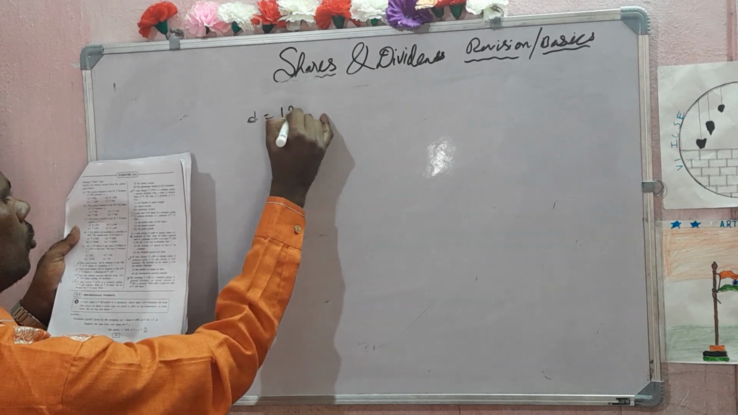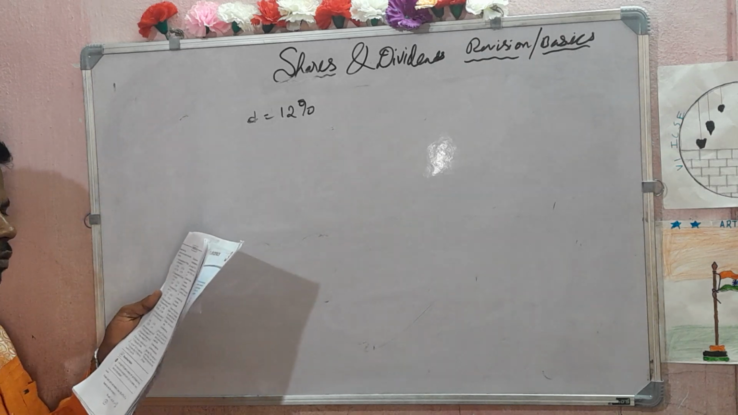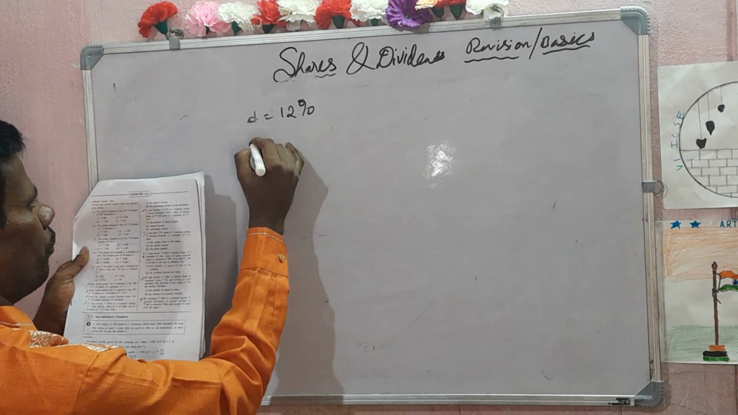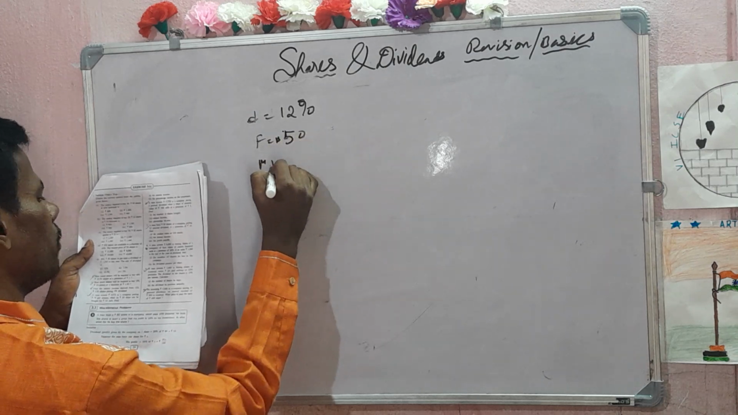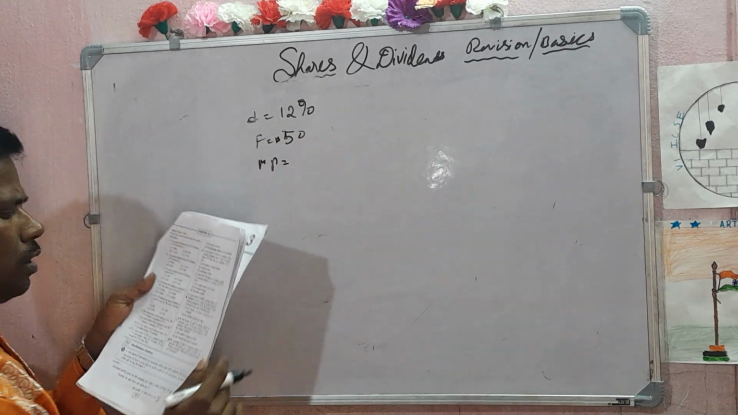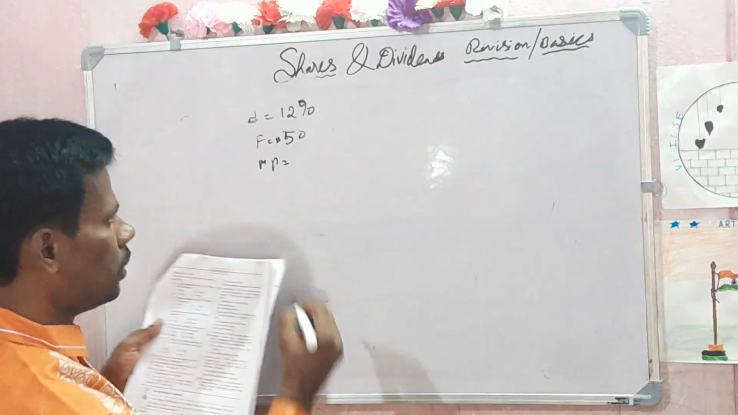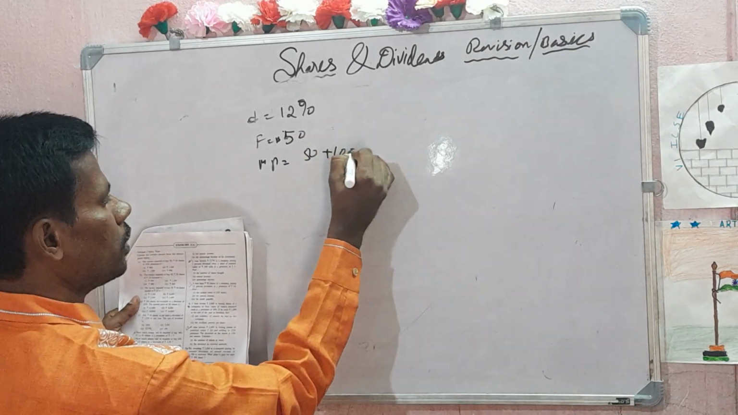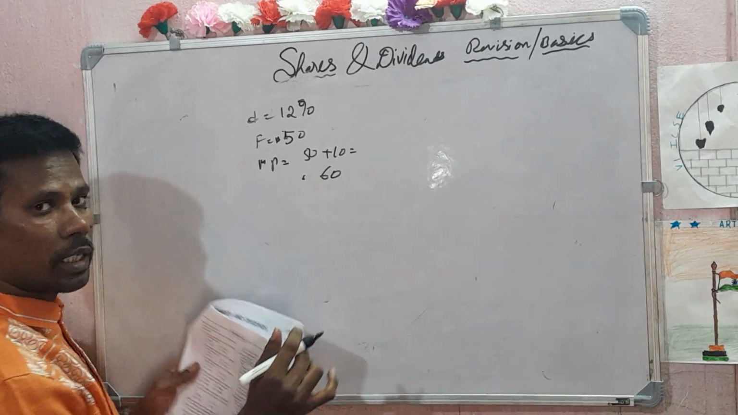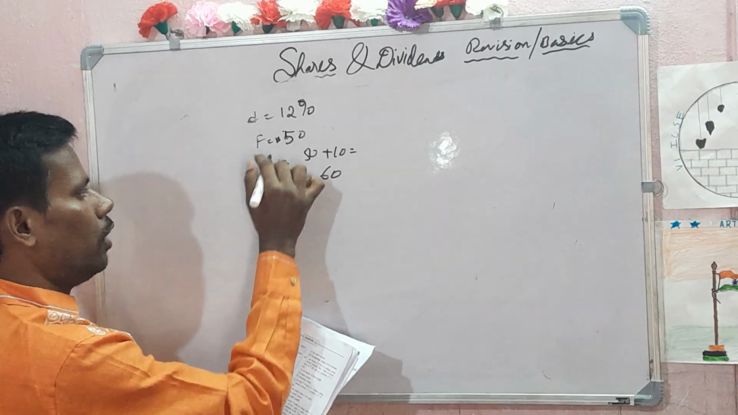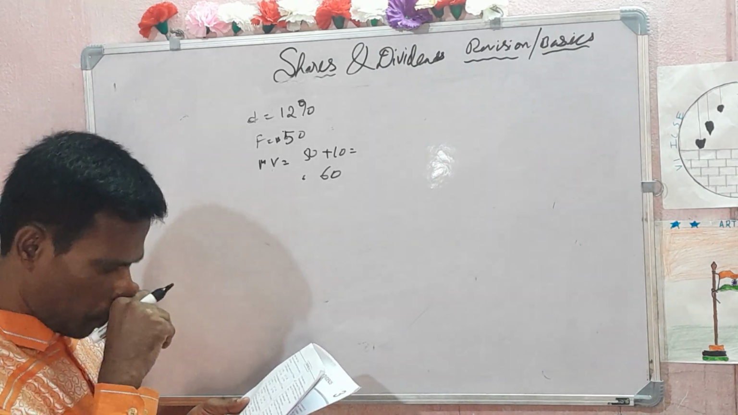Dividend is equal to 12%. Next, face value is nothing but 50. Market price: they use the word premium, so market price is nothing but 50 plus 10, which is equal to 60. Market price, market value is 60. Next, what else?